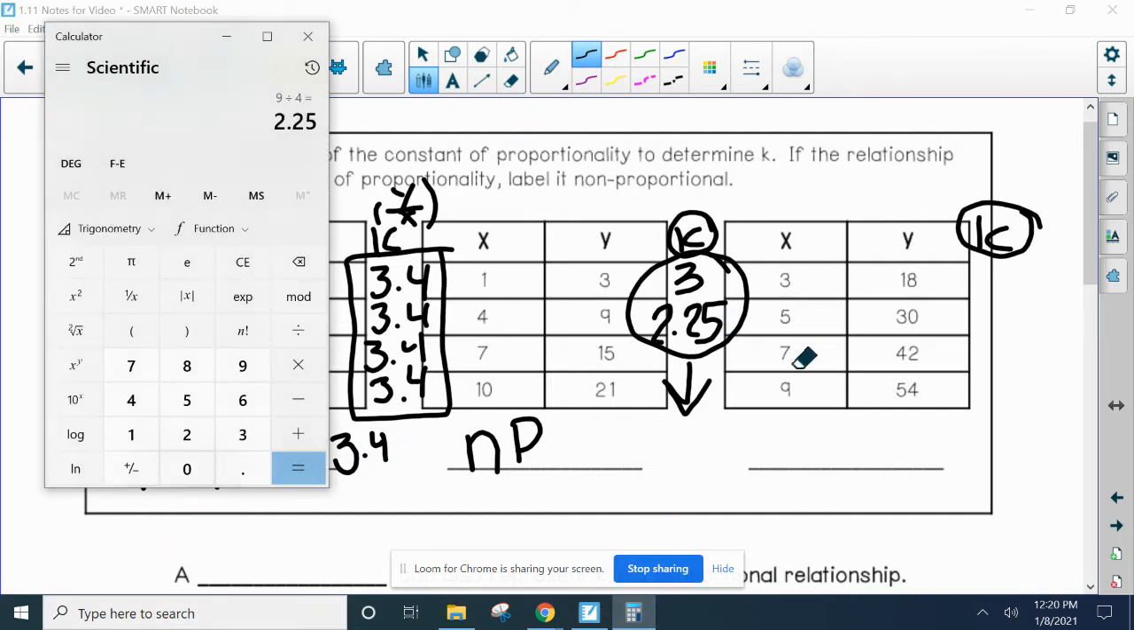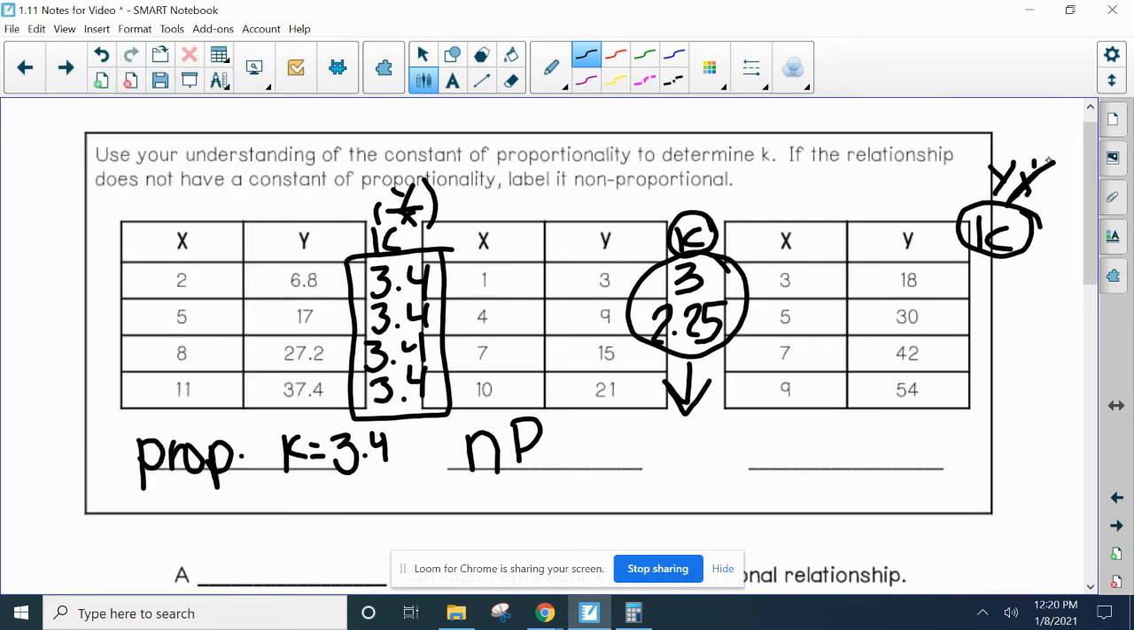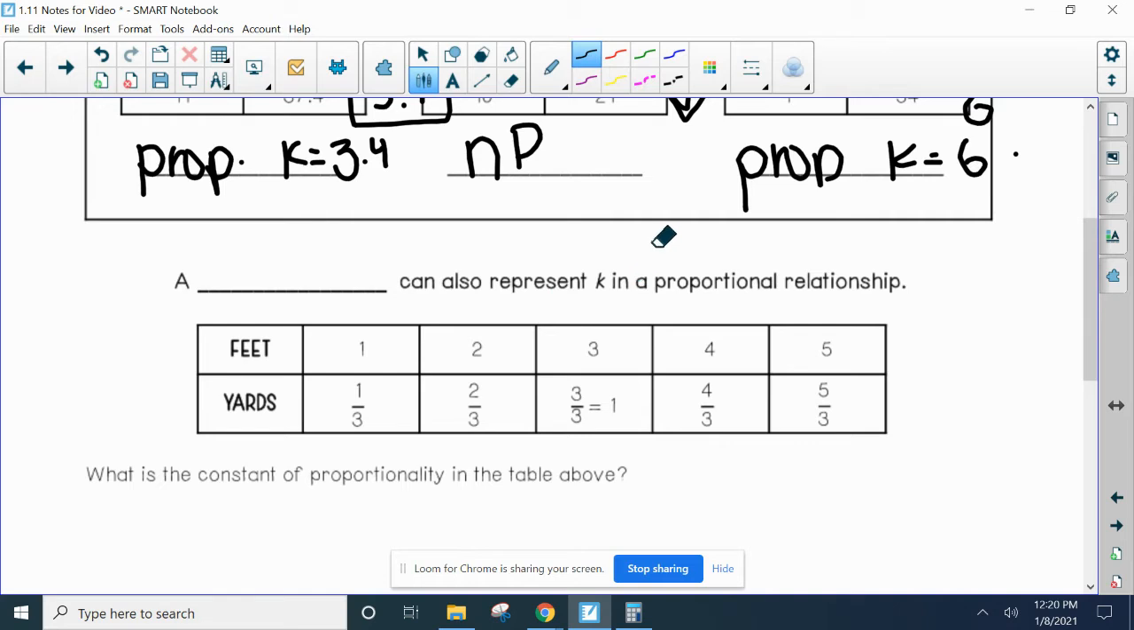All right, let's go ahead and check our last one. Our y over our x. Y over x and y over x. All right, so let's try one more time. 18 divided by 3 gives us 6. 30 divided by 5 gives us 6. 42 divided by 7 gives us 6. 54 divided by 9 gives us 6. Is this proportional? Yes. What is our constant? 6. Our constant of proportionality is 6. It stayed the same, so it's proportional. This one changed, so it's not proportional, and there's no constant of proportionality because there's no consistency.